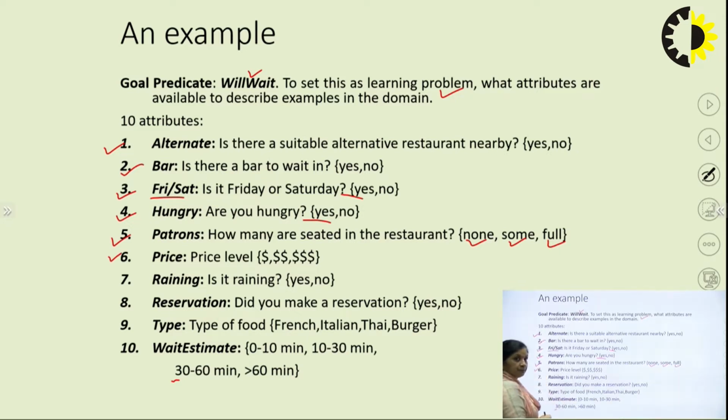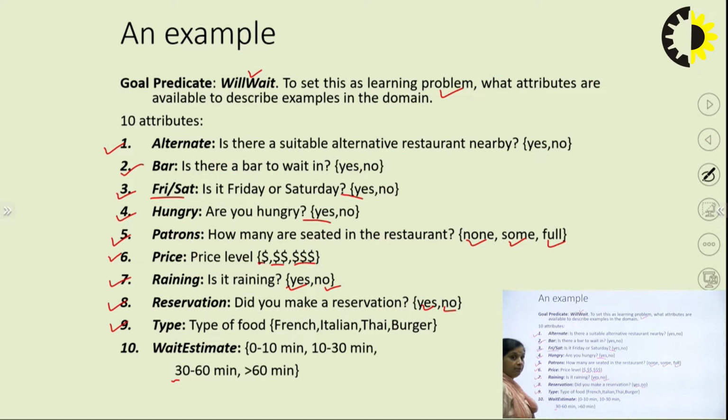Price. What is the price of items in that particular restaurant? The price level may be single digit, double digit or triple digit. Next is raining. It is talking about the weather outside. Is it raining? It can be yes or no. Next is reservation. Reservation is about whether you made a reservation. If made, yes, or if not made, no.